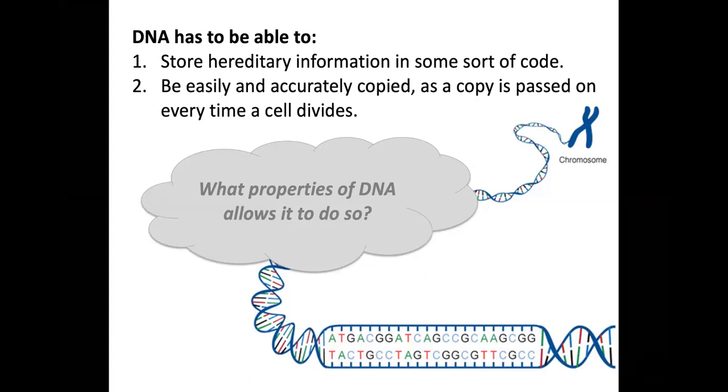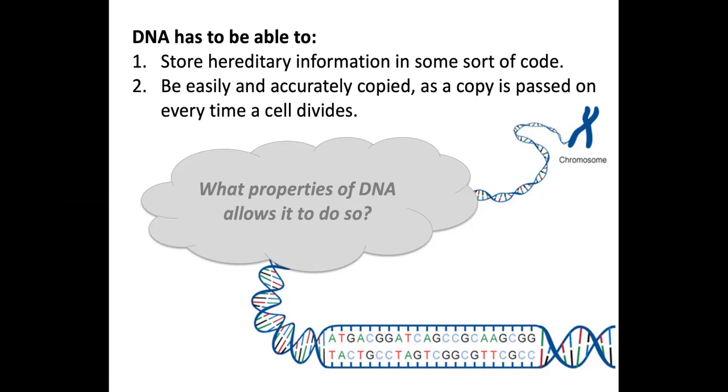So today we're going to talk about DNA replication, but before we get there, we're going to do a quick little review from yesterday about DNA and RNA, okay? So yesterday we said DNA has to be able to do the two following things: store hereditary information and be easily and accurately copied. So today we're going to talk about that second piece, okay?